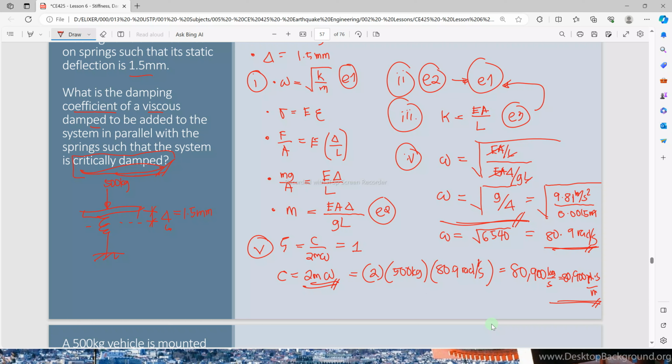So we're asked to find the damping coefficient. Damping coefficient is C, such that the system is critically damped, which is 2m omega. So that is our answer: 80,900 Newton seconds per meter.